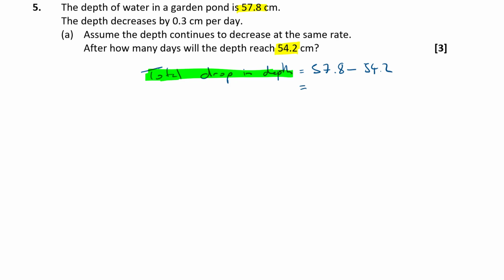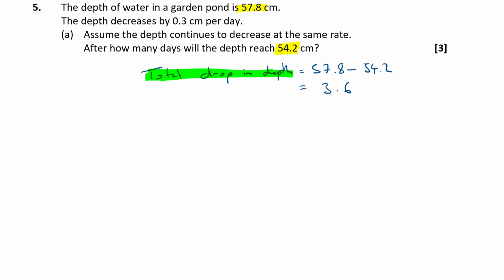Otherwise you just end up with a page full of numbers, and it's really difficult for the examiner to mark and for you to make sense of your own work when you come back and check it. So just get into the habit of writing these little sentences at the beginning, or part sentences, or a few words to describe what it is you're actually calculating each time. So what is 57.8 subtract 54.2? Well, that's going to be 3.6.